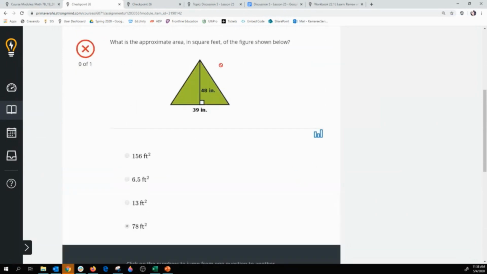So we have a triangle here and we want to know what is the approximate area in feet. Okay. So for this question, when we look at the numbers that we are given on that triangle, we have numbers in inches, right? However, we want to know what is the area in feet. So when we are given different units, we need to change our units before we start doing all of our multiplication. So do you remember how many inches are in 1 foot?